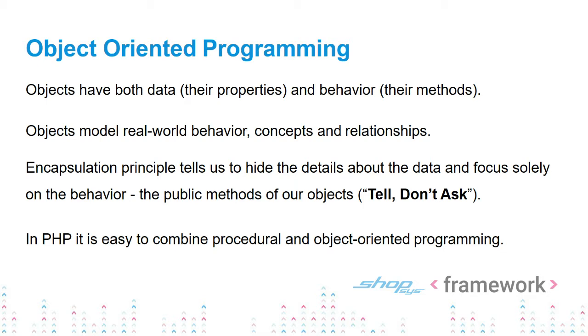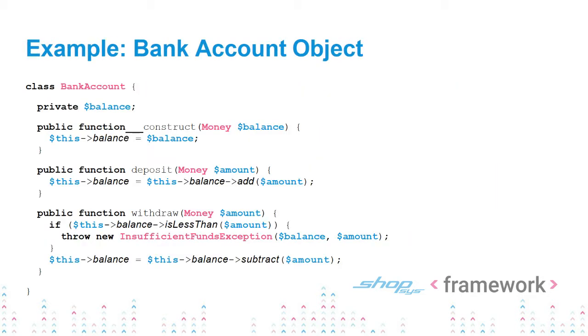This is an example of a real object, some bank account, and you have two meaningful actions that you can do with your bank account. You can either deposit some money or you can withdraw some money, and there is no need for set balance or something like this. You have only the meaningful actions.